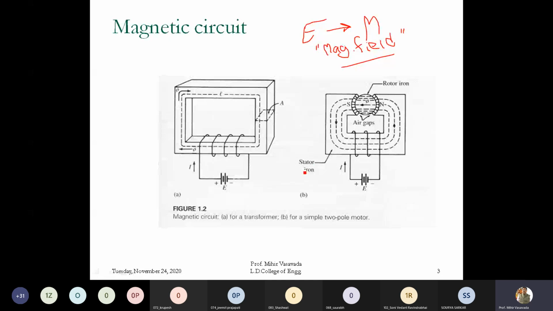So that's why when you study any concept of machines, before studying machines you need to study the concept of magnetic circuits, right? Is this clear to everyone? Any doubt here? Anyone? Any query to ask?